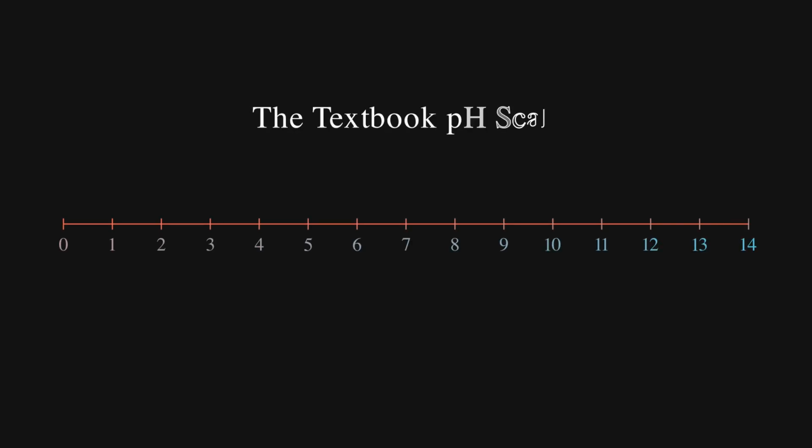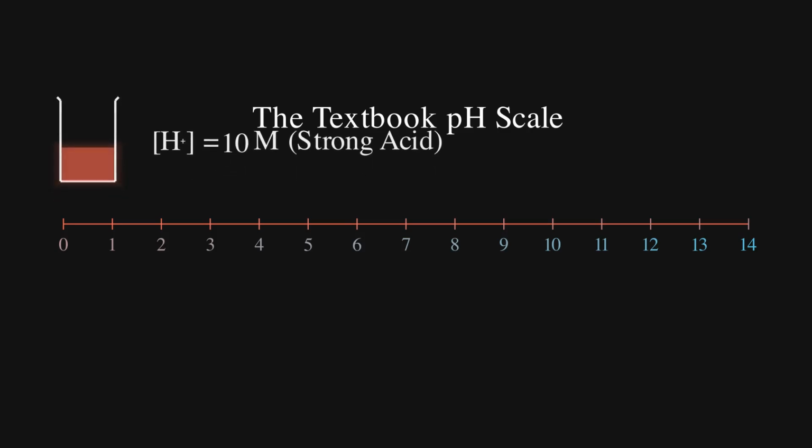Because of the way chemistry is usually taught, there is a very common misconception that the pH scale begins at exactly 0 and firmly ends at 14. But let's look at the math. What happens if we have a highly concentrated strong acid, say a 10 molar solution of hydrochloric acid? The concentration of hydrogen ions is simply 10, or to be mathematically explicit, 10 to the power of 1.